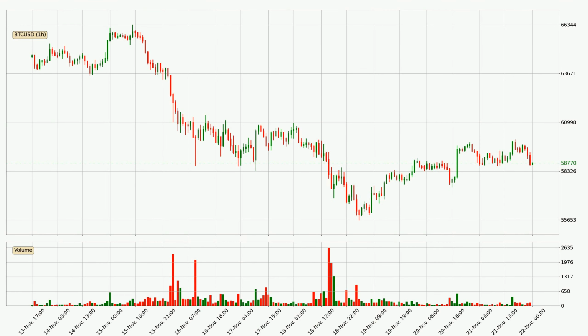Looking at the Bitcoin hourly time frame, the price moved only slightly to the downside with around 1.1% in the last 24 hours, with a current price of $58,770.